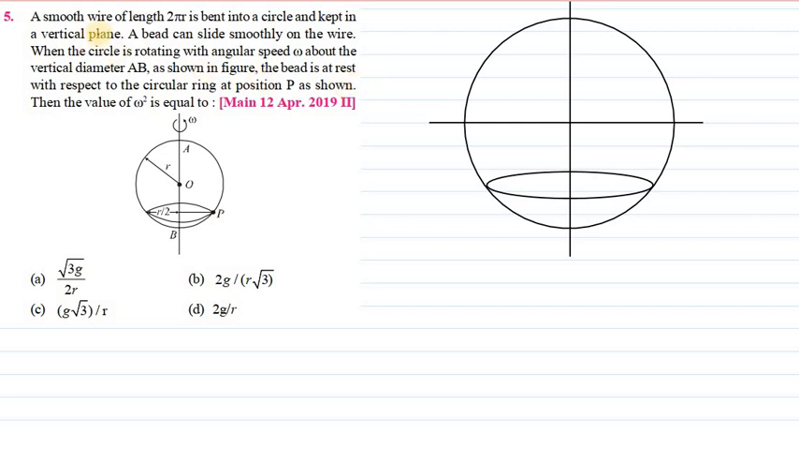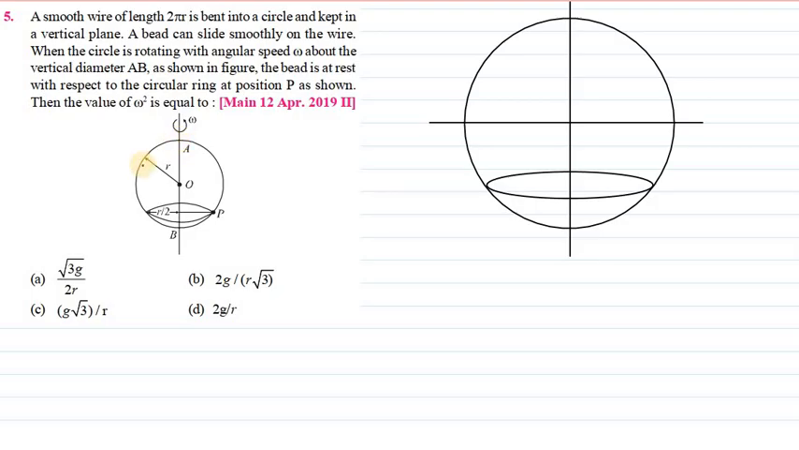Hello students, this is a question from JEE Main 2019. A smooth wire of length 2 pi r is bent into a circle and kept in a vertical plane. That means this circular wire has a radius r, that's why its circumference, the total length, is 2 pi r.